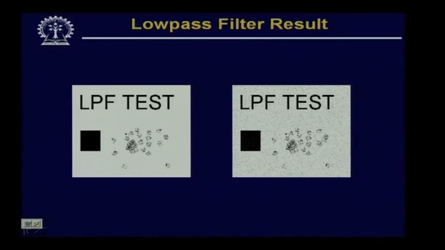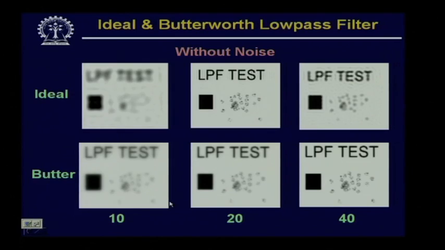So, here we use two images for test purpose. On the left hand side we have shown an image without any noise, and on the right hand side we have shown an image where we have added some amount of noise. Then I process that image using the ideal low pass filter and using the Butterworth filter. The top row shows the results with the ideal low pass filter when the image is without noise, and the bottom row shows the result by applying the Butterworth filter, again when there is no noise contamination in the image.